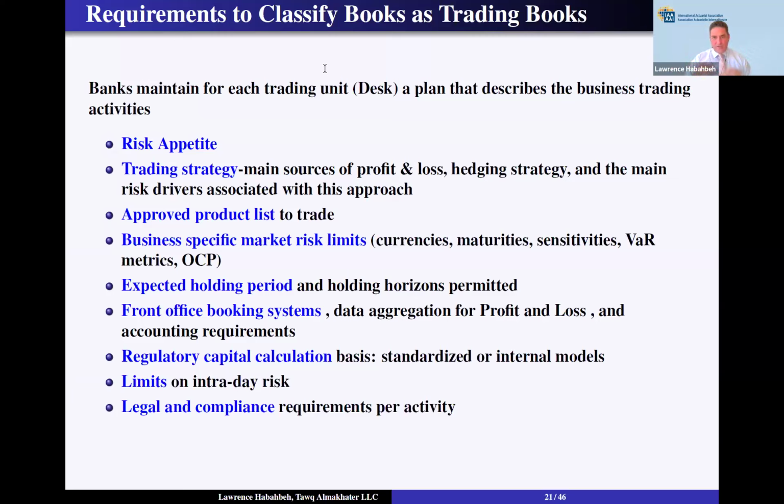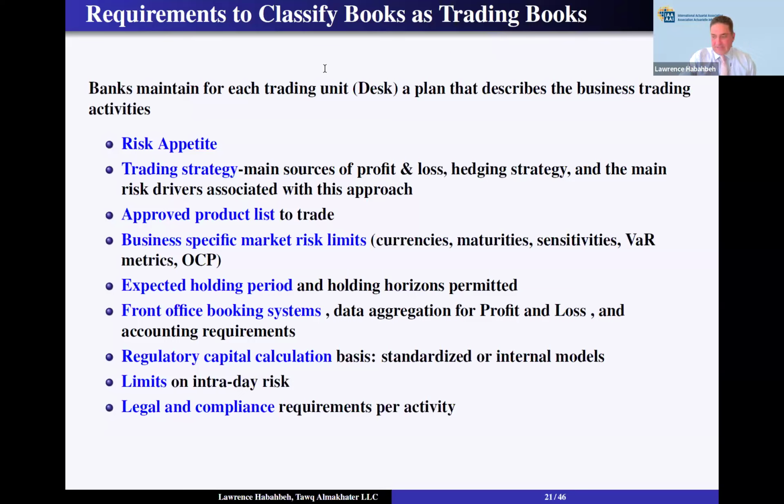And to get regulatory approval to use the internal models, it requires going through specific steps. It's an interaction with the regulator, and based on the feedback from the regulator, they will allow you to use a particular model for a particular desk, for the whole trading book, or maybe just for particular businesses. But we'll come to these steps in the next presentation.